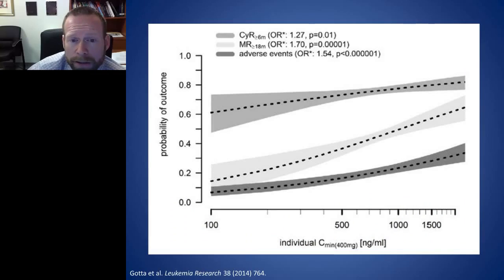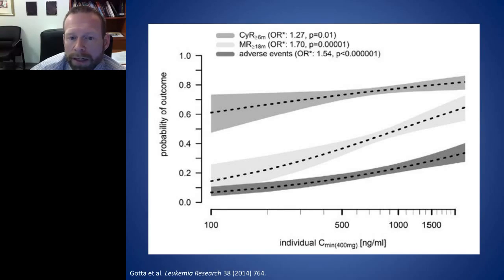If we shift it a little bit, now this is done on the population basis with the variability, you'll follow the dashed lines, and it's clear that there is a response in these investigators' study where you see an increase in probability of improved outcome, which is cytogenetic response and molecular response. So the probability of those types of responses increases with increased trough concentration of imatinib.